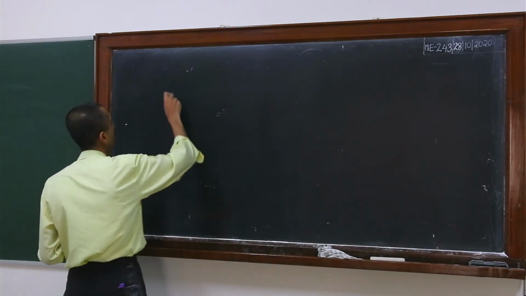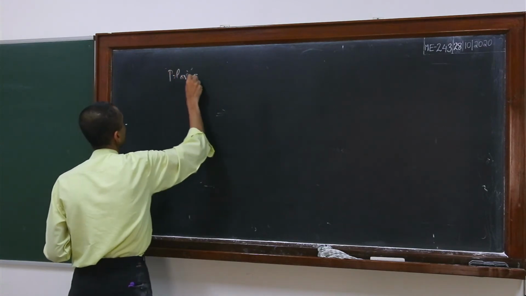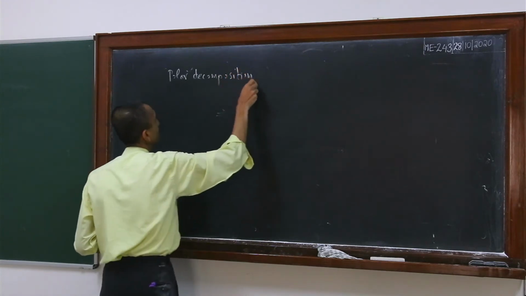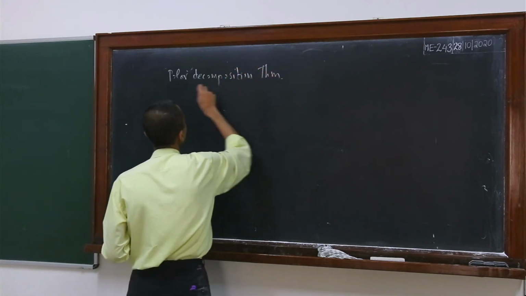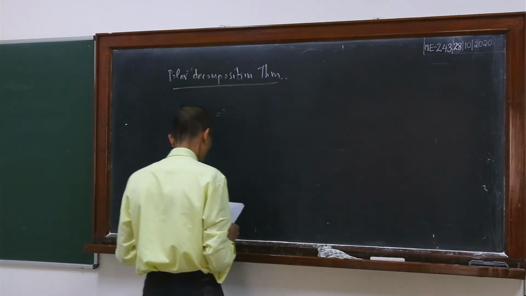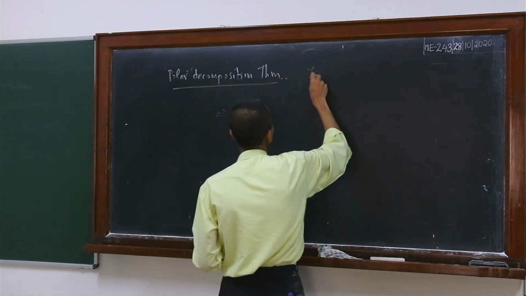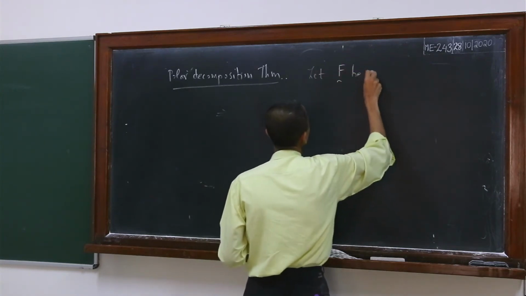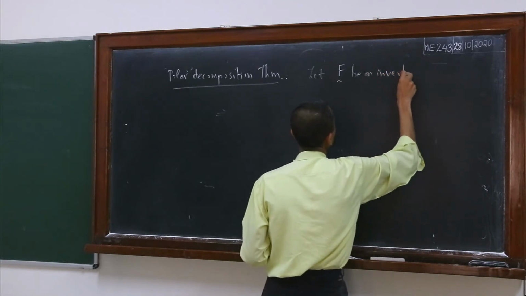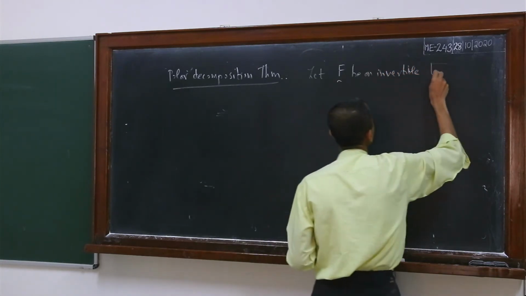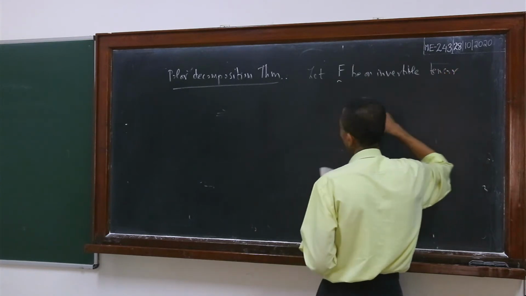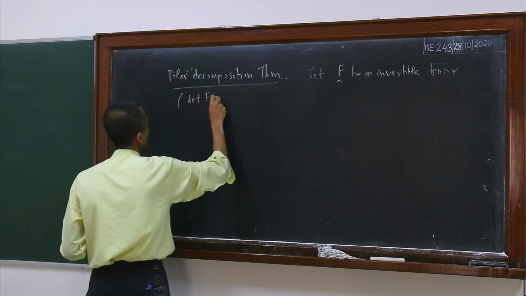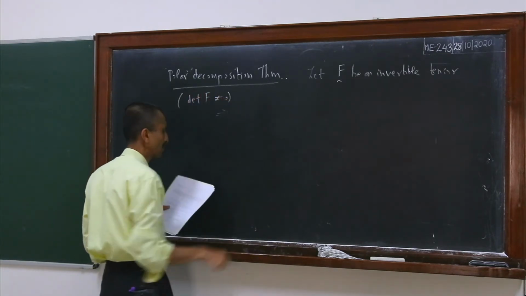So polar decomposition. Let F be an invertible tensor. So invertible means det F is not equal to 0, right? It can be positive or it can be negative, but not equal to 0.